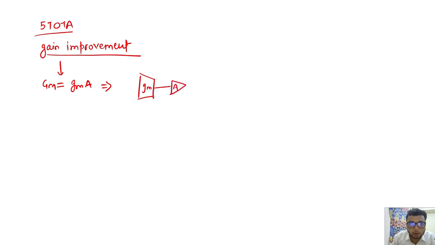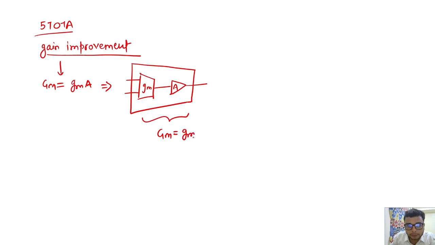cascaded with some gain block. The overall GM we obtained here was capital GM, which is GM into A. So this was one method that can be used to increase the GM. But a second thing that I told you was an increment in R out. So in this video we will see some strategies to increase this.